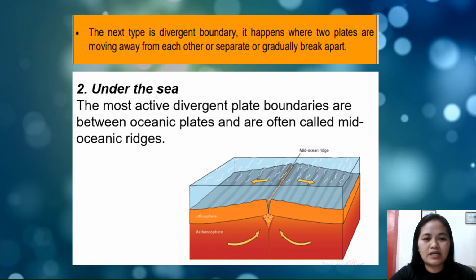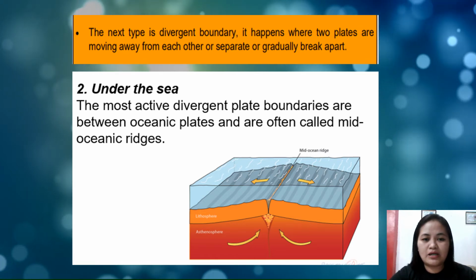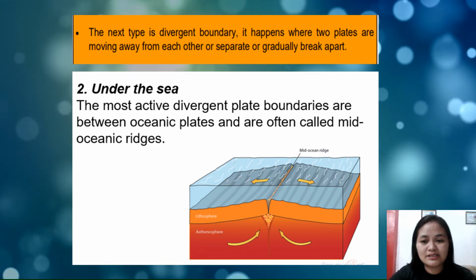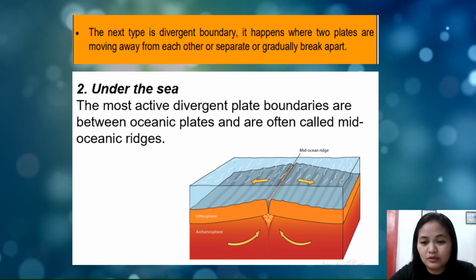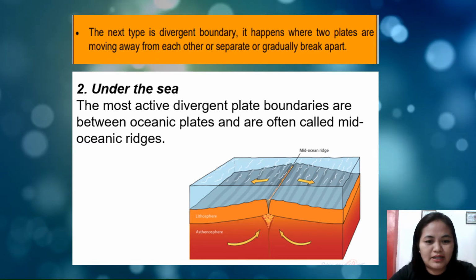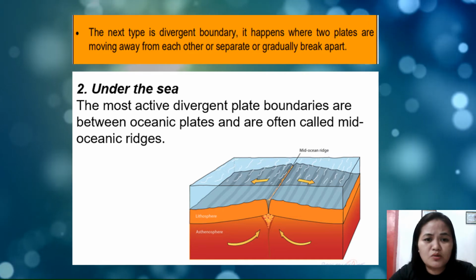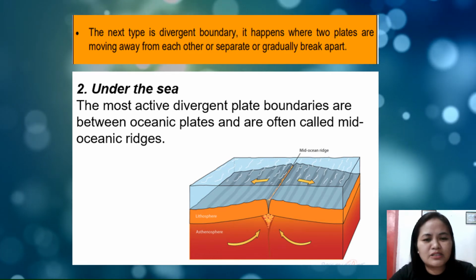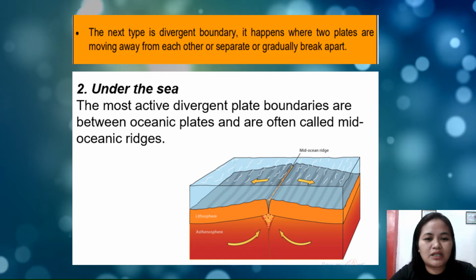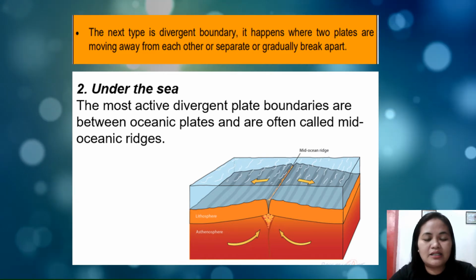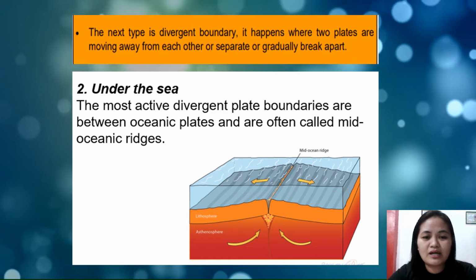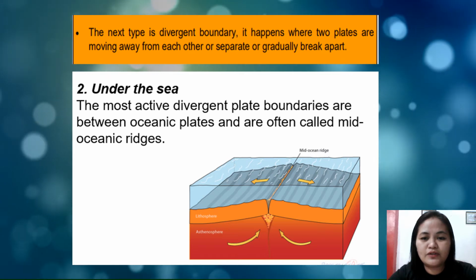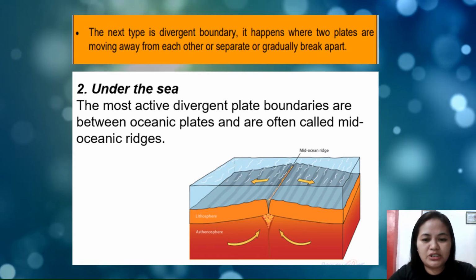Next, the second type of divergence or breaking up of the ground happens under the sea. Sa ilalim ng katubigan or karagatan. Let me read it. The next type, nabasa ko na pala yan, andito na ako sa second type of divergence, which happens under the sea. The most active divergent plate boundaries are between oceanic plates and are often called mid-oceanic ridges.